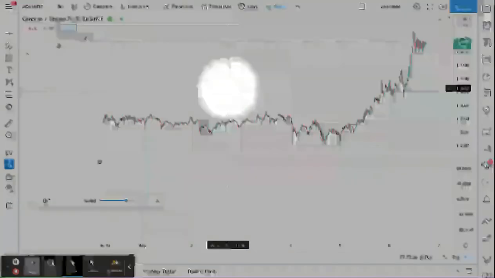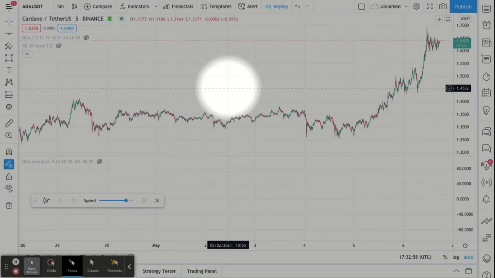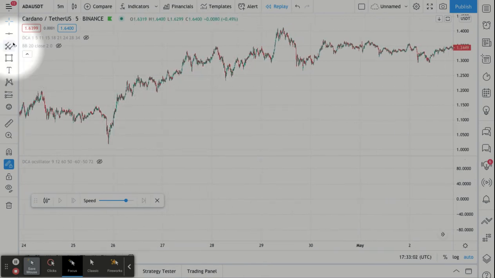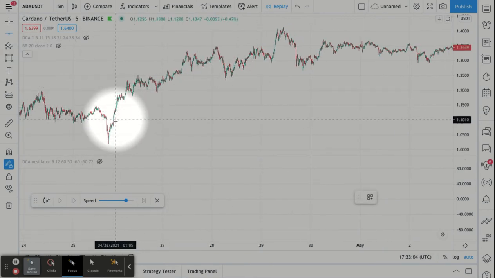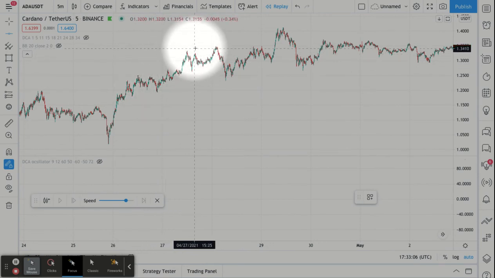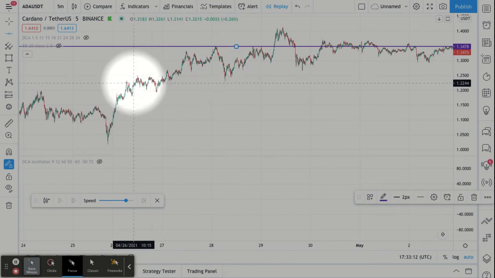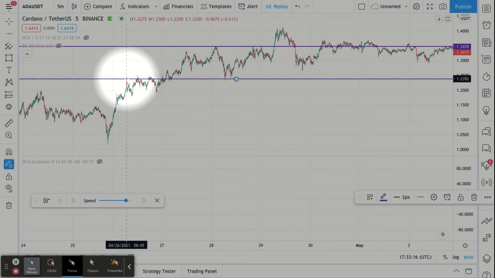Let's back up some. This could be a good one. All right, so you're going to see that it comes up, it comes up, it comes up, and it has a high right here, and then it drops back down. Okay, now you're going to see that it hits a couple times here, so I'm going to put another one right there.